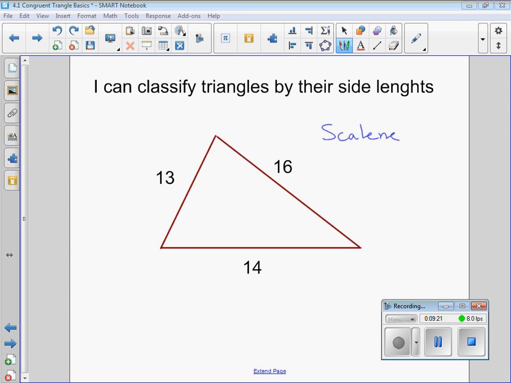So we can't call it a right triangle, we can't call it an obtuse triangle, we can't call it an equiangular triangle, we can't call it an obtuse triangle or an acute. I might have named one of those twice. Okay, let's see if you understand this idea.